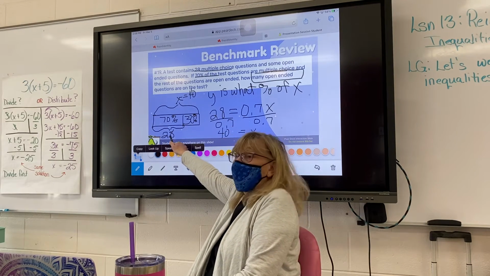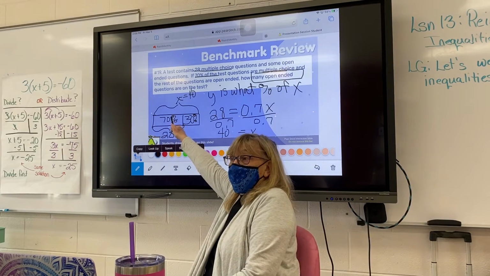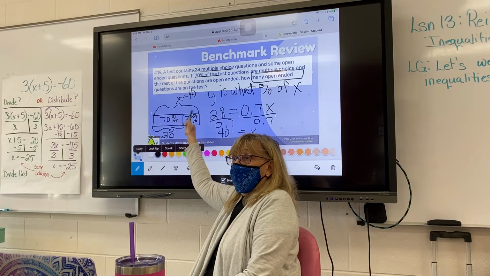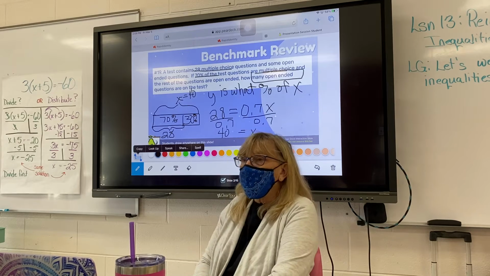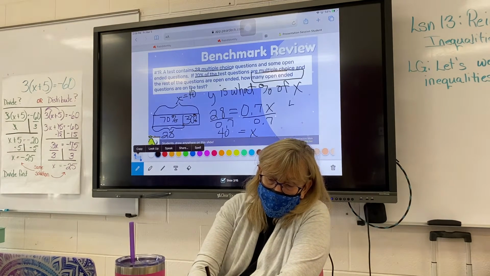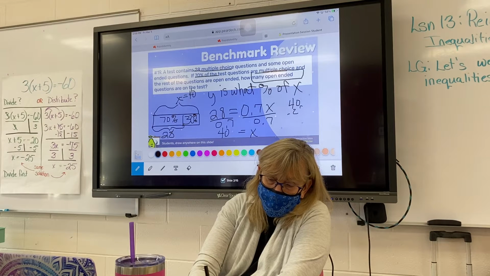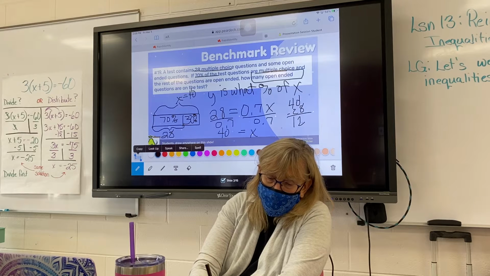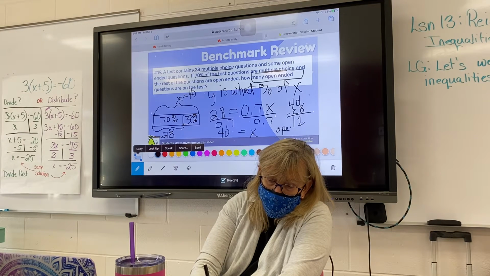So this 28 is the 70%, right? Yes. The 40 is the whole thing. So how are we going to figure out the open-ended questions? Subtract 28. So we're going to do 40 minus 28, which equals 12. So there were 12 open-ended questions.